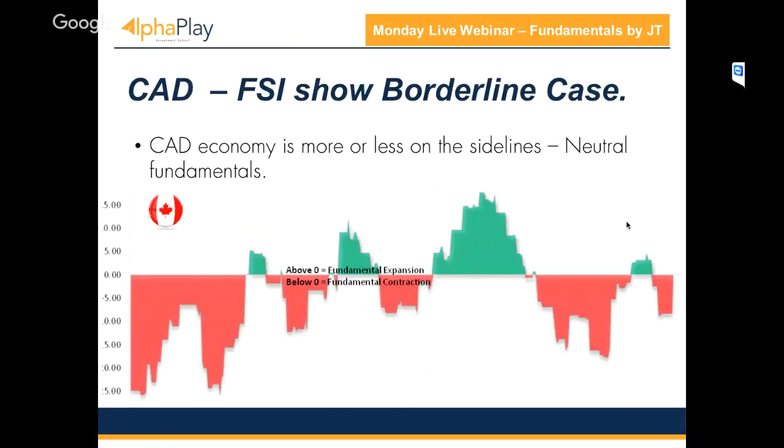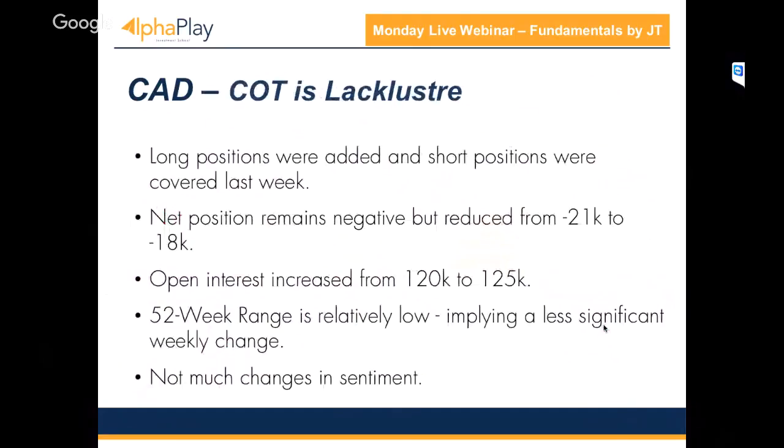The Canadian dollar shows that FSI is now more or less bearish, but if you look back, the trajectory is more or less sideways. I don't see how the fundamentals for Canada are actually a big driver for the Canadian dollar right now. We probably want to take a look at more of the oil market in order to give us a better entry. From the COT's point of view, again, it's lackluster. Long positions were added and short positions were covered last week.